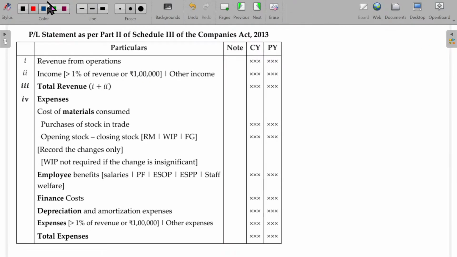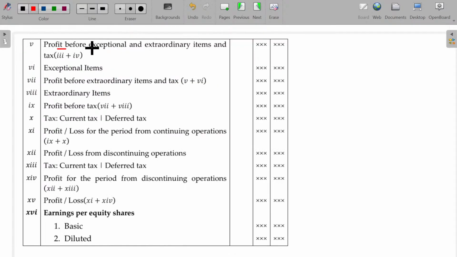Now, part 2 of schedule number 3 is all about preparation of P&L statement. The format for P&L statement is given. We prepare the income statement also in vertical format. All the credit side items will be recorded very first, and later on you are going to subtract the debit side items. Normal P&L account, right? So this will be the income, this will be the expenses. From the income, expenses is subtracted to find out the profit in this case.